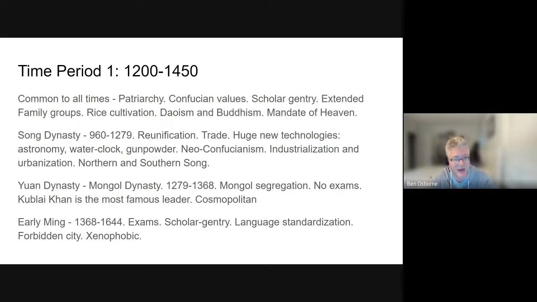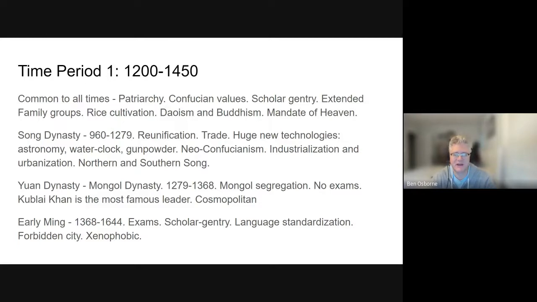So they have a lot of trade, for example. The Song Dynasty is well known for its new technologies like astronomy or the water clock. Gunpowder, things like that are all super important things that they're going to have. We also got Neo-Confucianism coming about in this time period. Remember, the Confucian scholars are facing pressure from the Buddhists. So they're going to modify Confucianism just a little bit to incorporate more day-to-day kind of things for people. Industrialization and urbanization in this period.